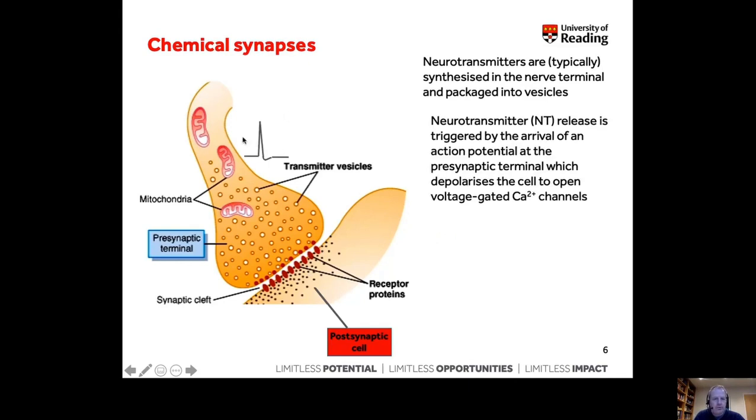This protein is driven by the action potential, which we talked about before, and requires energy to package the transmitter into the vesicles. That's why these mitochondria are here.